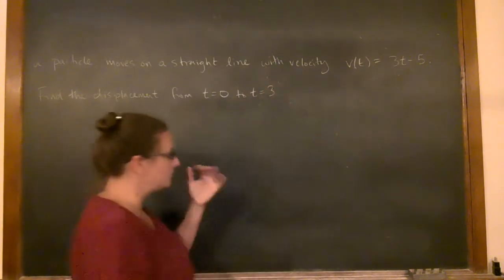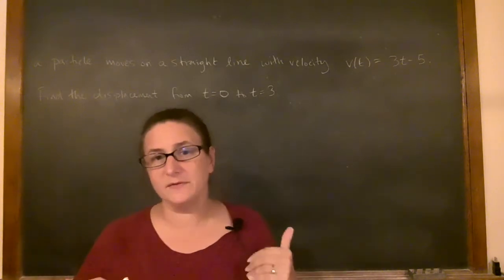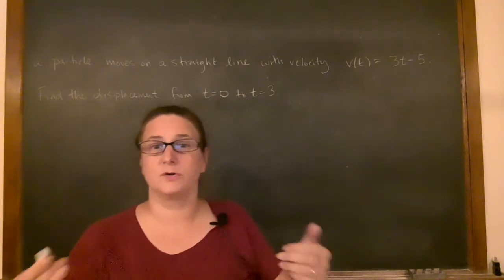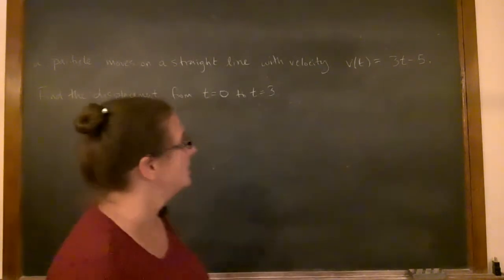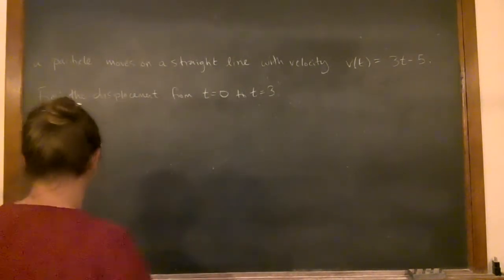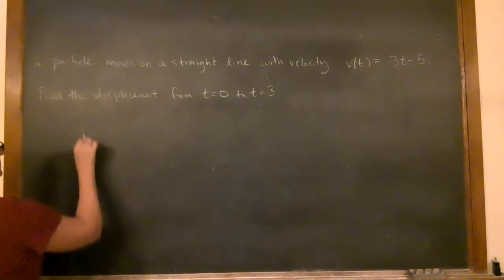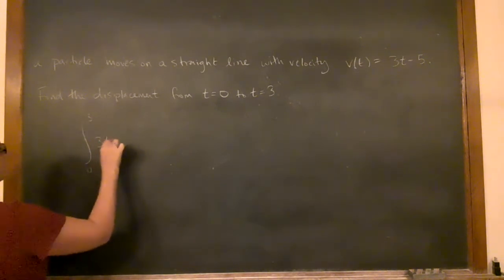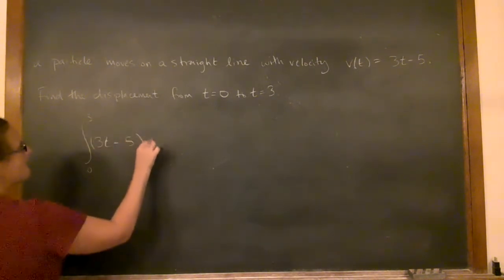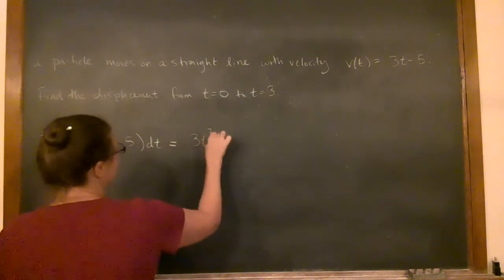Now, previously in Calc 1, they gave you the position and you had to take the derivative to find the velocity, take the derivative again to find the acceleration. Now we're going backwards, right? They give you the velocity, and what you want to do is find the displacement. So I'm just going to integrate from 0 to 2 using my Net Change Theorem. Okay? So this, again, is easy enough.